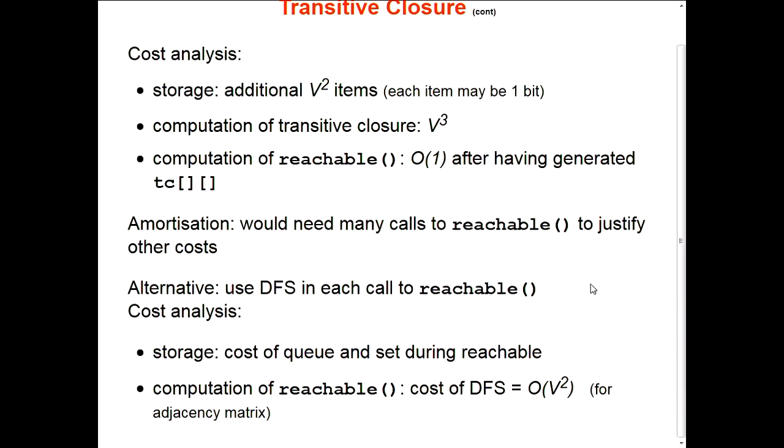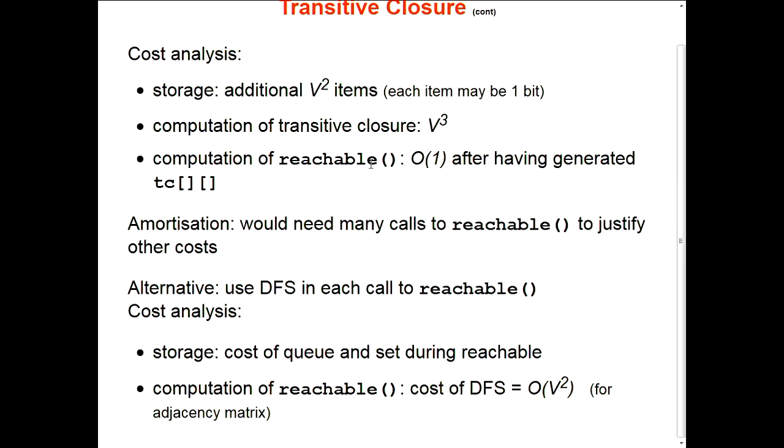Now, the cost analysis is really very straightforward. The storage is obviously V² items. You can use a compact representation where every item is just 1 bit, reachable or not reachable. And the computation of the transitive closure, just by inspecting the algorithm with the 3 nested loops that all run through all the vertices, obviously, the complexity is V³, V to the power of 3.